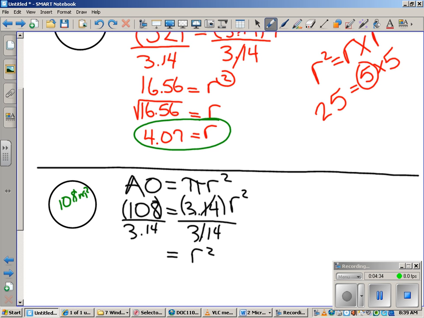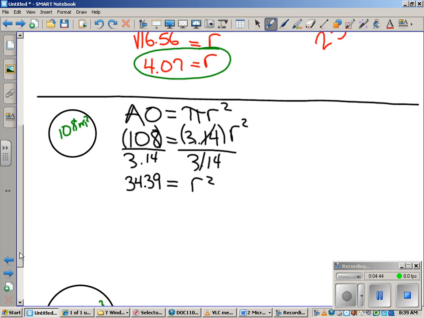Calculators, you'll need them for this unit. The r squared is 34.39. Now we're getting there, we're getting close to a solution. But remember, I don't need r squared, I need r. We have to get rid of this squared symbol right there.